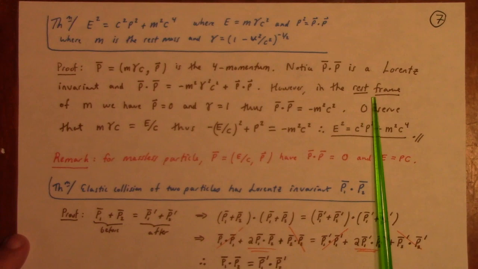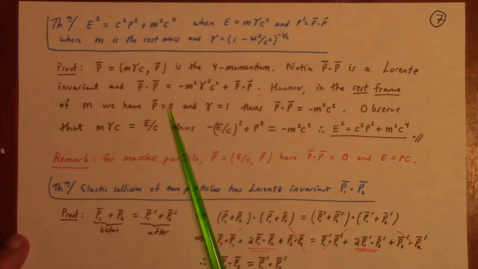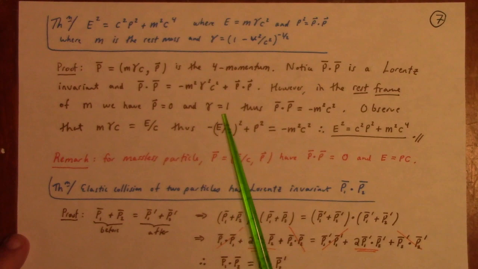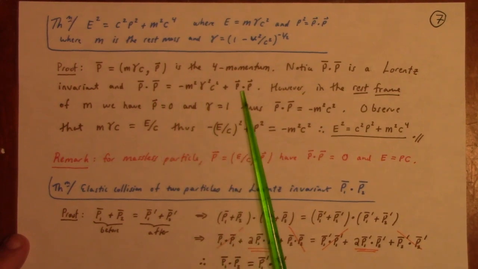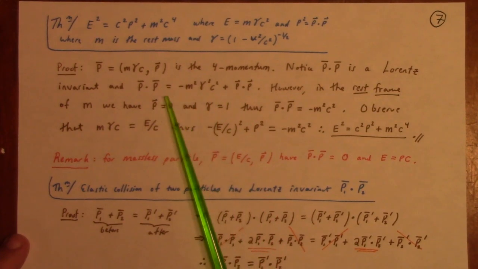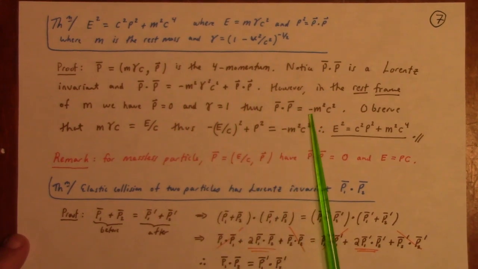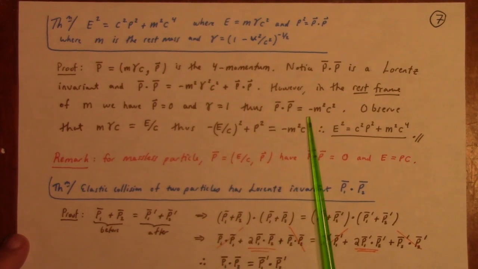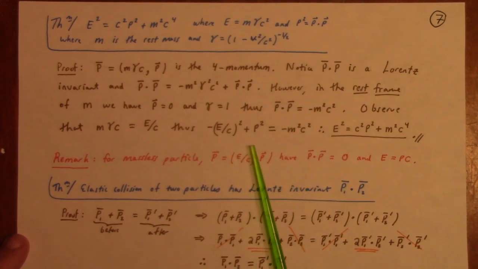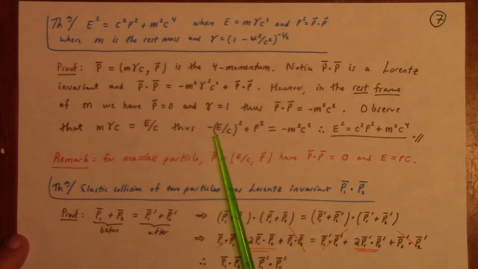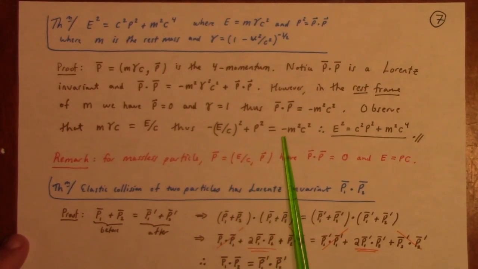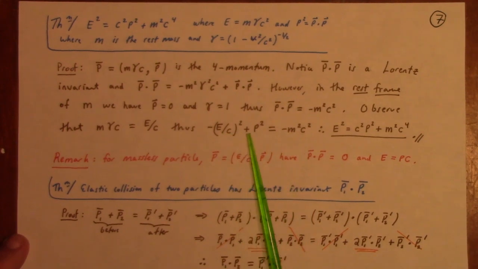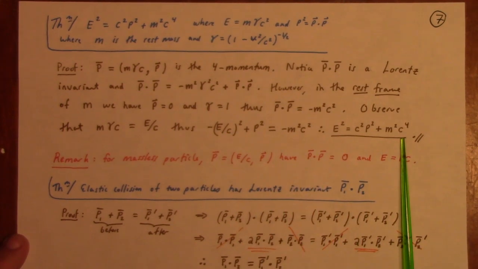However, in the rest frame we have relativistic momentum 0 and gamma equals 1, so this formula simplifies to just minus m squared c squared. But this is an invariant, so in any frame it has to be equal to that in the rest frame. Consequently we have the following identity, where the first term is E over c: minus (E over c) squared plus p squared equals minus m squared c squared, and solving that for E squared gives you the claimed theorem.